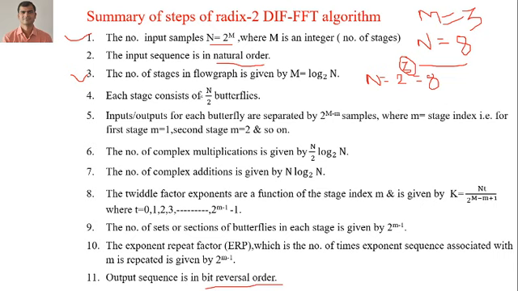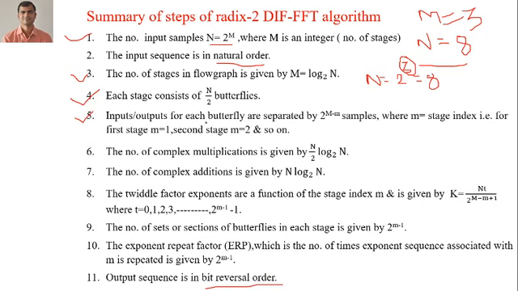Each stage consists of N by 2 butterflies. When N is equal to 8, it is 4 for stage 1, 4 for stage 2, 4 for stage 3. When capital N is equal to 4, it is 2 for stage 1 and 2 for stage 2. So point number 1, point number 3 and point number 4 are similar to that of DIT FFT algorithm. Point number 5 is not the same.